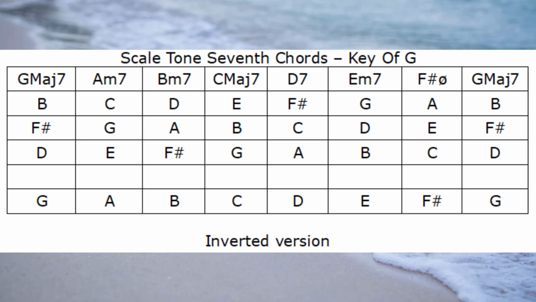And now it's time to get all these new chord voicings under our fingers. So I'm going to play the scale tone 7th set of chords in the key of G. I'm going to play each chord and let it ring for 4 beats. I'll be playing the scale ascending only, and I'll play the sequence through twice. Here we go.